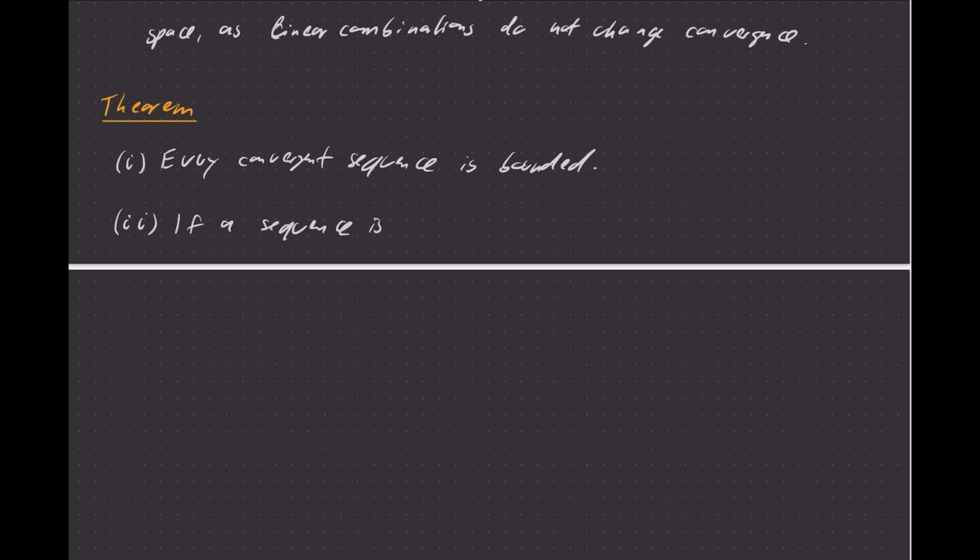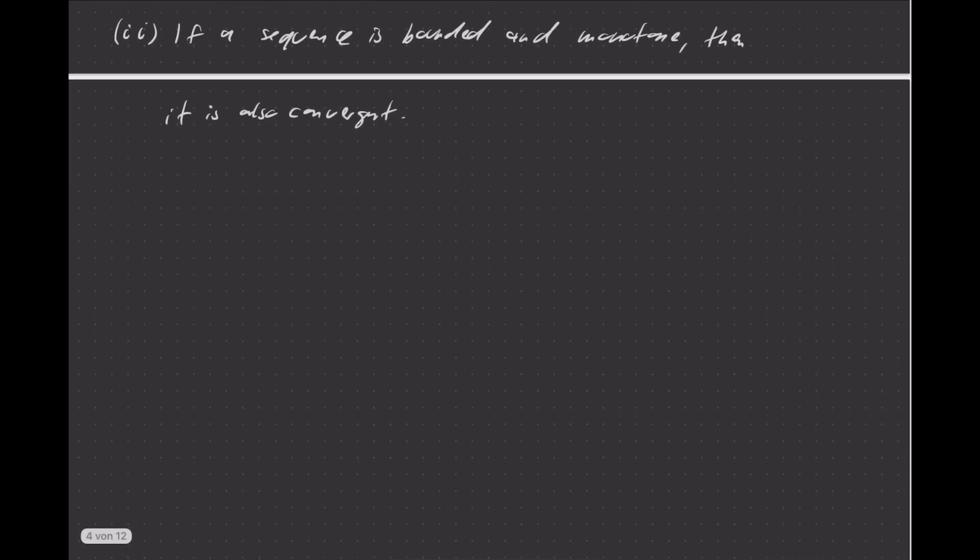If a sequence is bounded and monotone, then it is also convergent. And let's have a look at an example of such a sequence to see how we can apply this theorem.